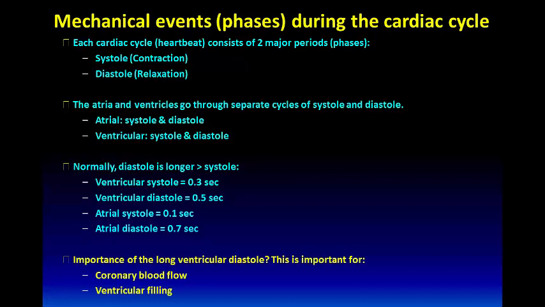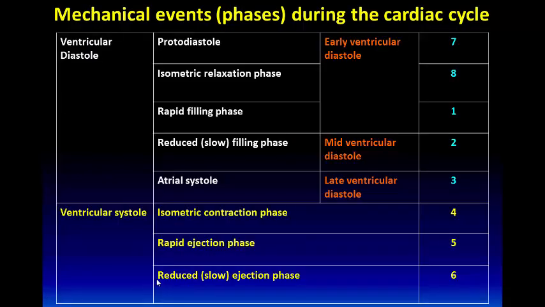So normally diastole is longer than systole, and the importance of the long ventricular diastole is that during ventricular diastole the ventricles are filled with blood, so this allows enough time for the ventricles to get filled with an adequate amount of blood, and it is also important for coronary blood flow, because most of the coronary blood flow, approximately 70% of the coronary blood flow, occurs during ventricular diastole.